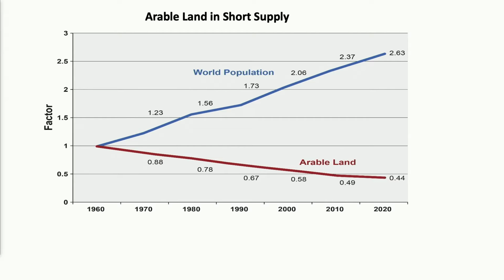That would mean that today a unit of land should produce 2.63 divided by 0.44, which is 6 times more than, on average, a unit of land in 1960. And this is difficult to achieve.